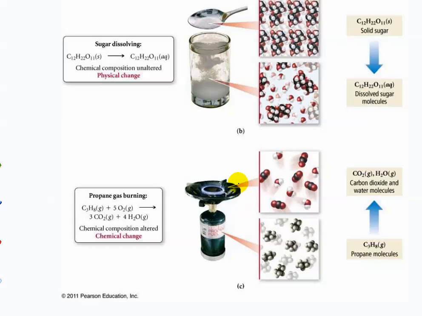Anybody ever burned propane gas? A grill or a little stove or something? In that case, you start with something that has carbon and hydrogen, propane is a fuel. You add oxygen to it and some energy in the form of a spark, and you form carbon dioxide and water as the byproducts. That's a combustion reaction. Clearly, the propane has changed now. It's not the same thing anymore. It's not propane at all. It's carbon dioxide and water. So that would be an example of a chemical change.